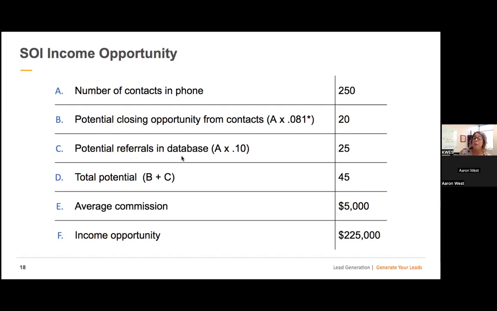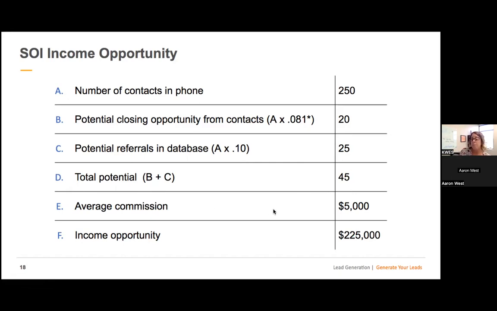Now the potential referrals is going to be about 10%. Okay, so that's 25. There's Nikki. I can see your face now. Total potential, and that's B plus C, is 45.